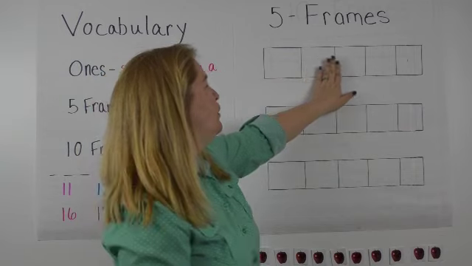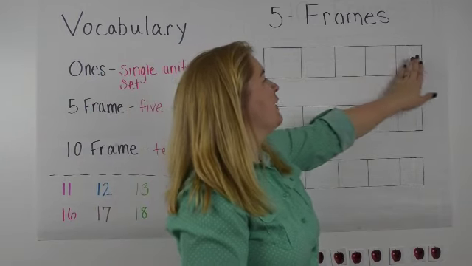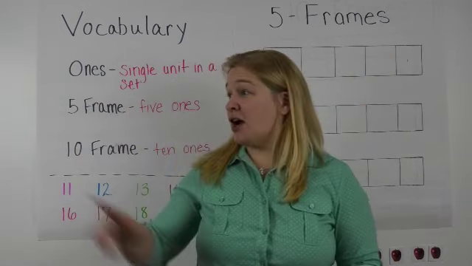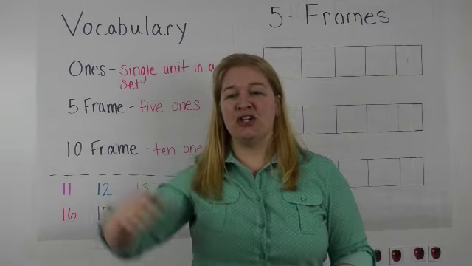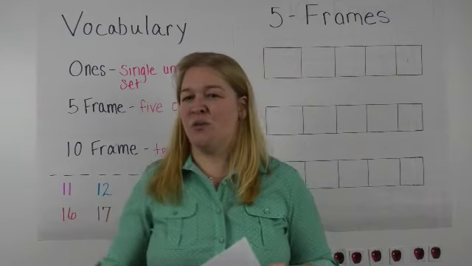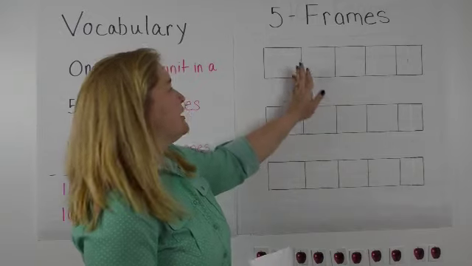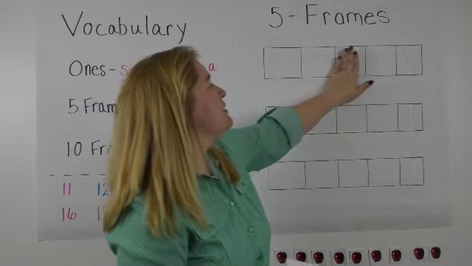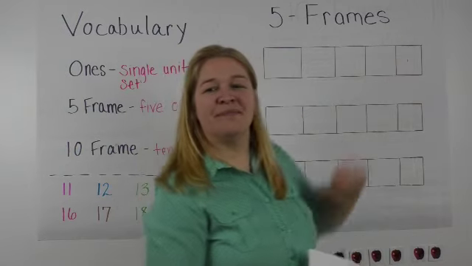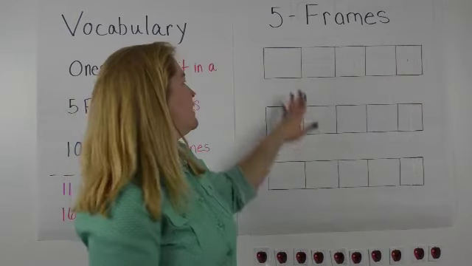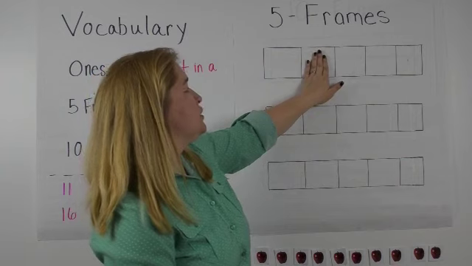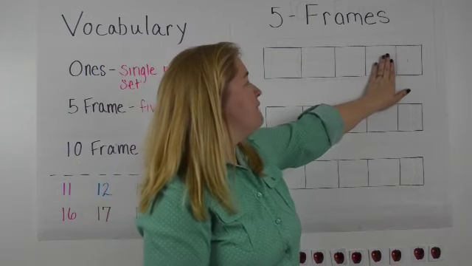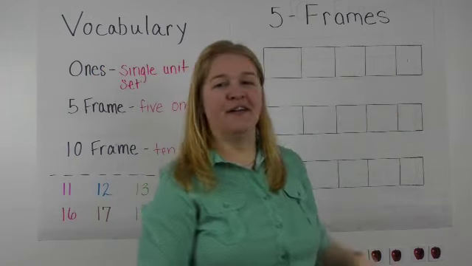1, 2, 3, 4, 5. Just like our classroom windows are in sections and we can put different things on the window sills, you can almost think of the 5-frame the same way. I can put 5 things inside this frame, right? So let's count them together. 1, 2, 3, 4, 5.